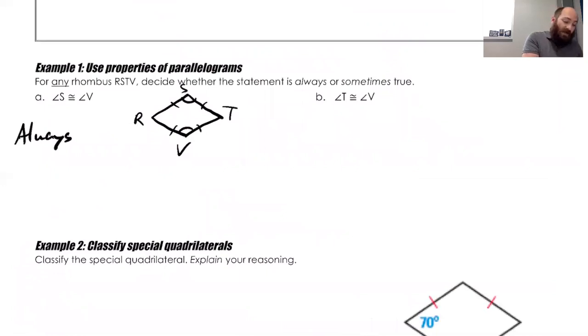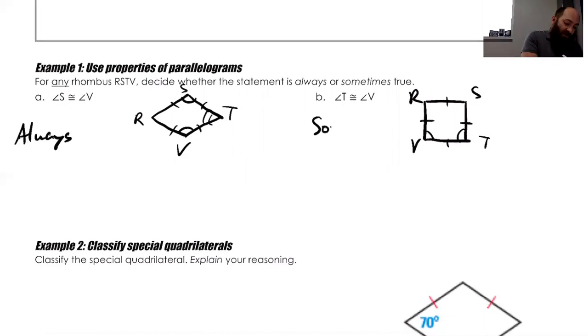Okay, T and V though, if I look at this diagram, the way I drew it, I don't want to assume that things are drawn to scale, but when I look at this one, T and V are not the same. But I don't have a never here. I have always or sometimes. T and V would be congruent if my rhombus looked like this instead. If I made my rhombus a square, now these 2 angles, T and V, are congruent. That's why this is sometimes. For these 2 angles to be congruent, it has to be very specifically when it's a square instead of my diamond shape.